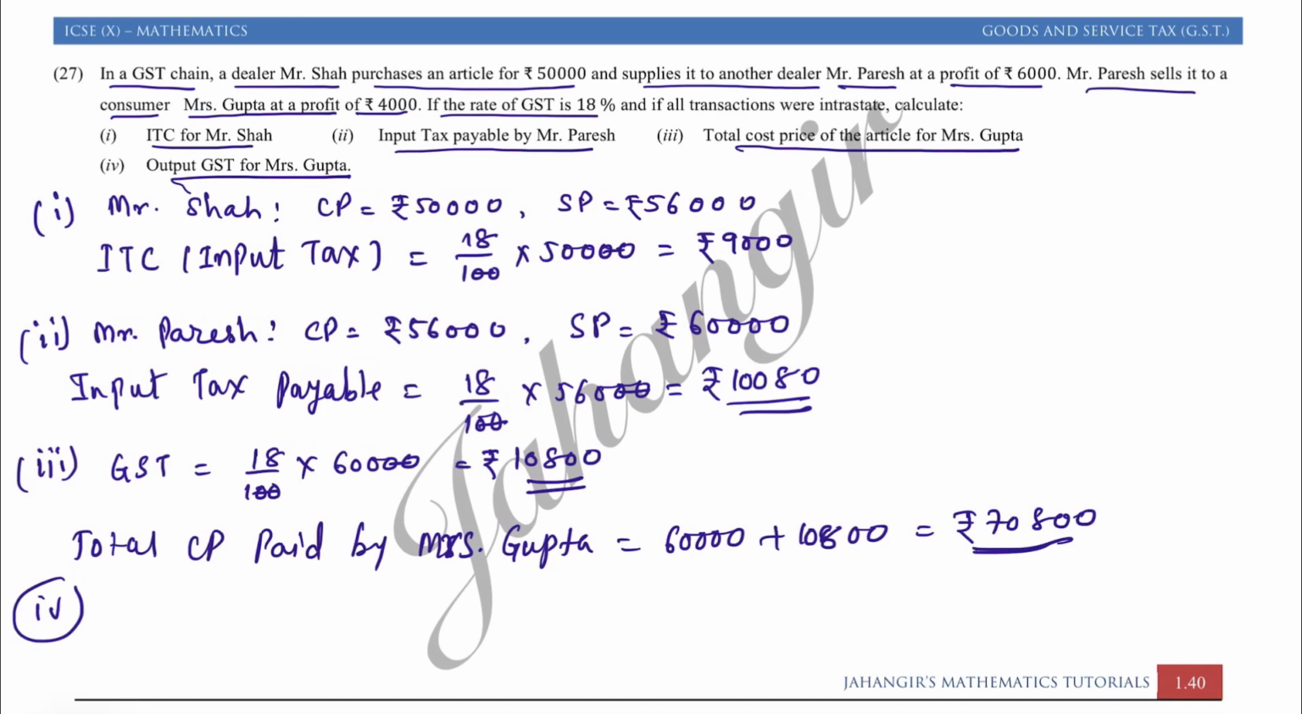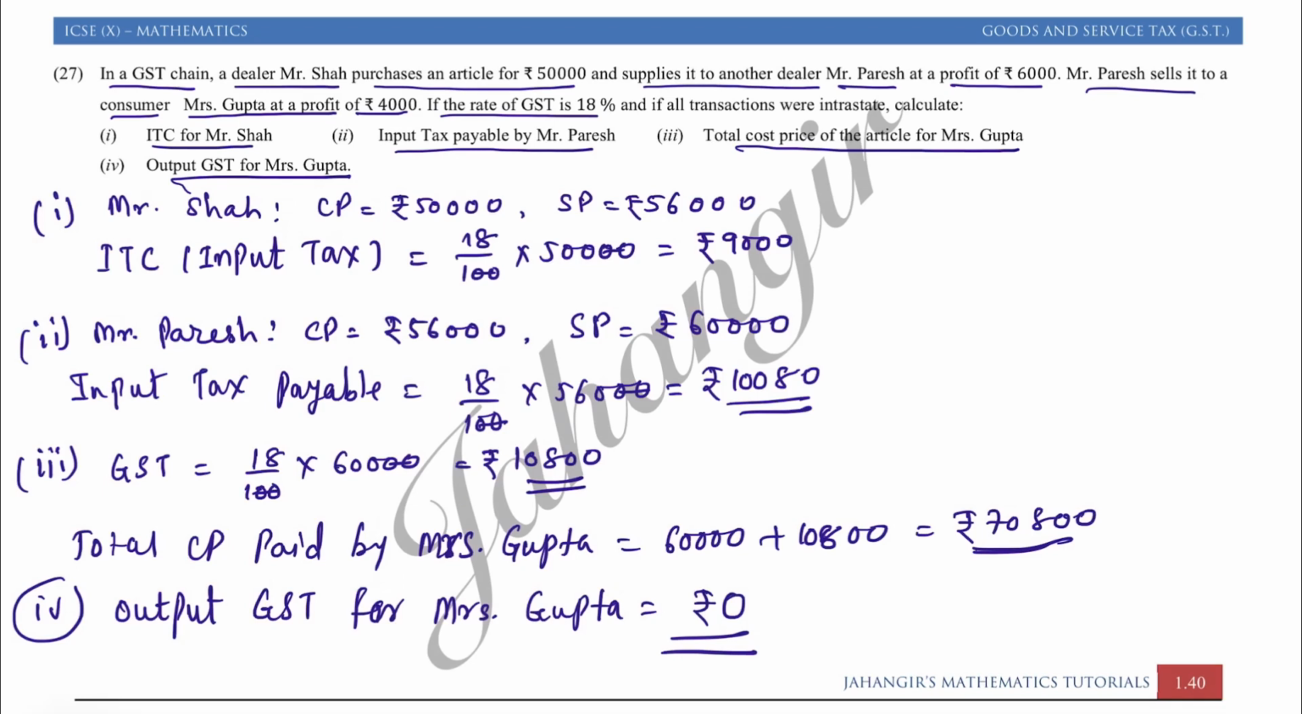Gupta. Since Mrs. Gupta is a consumer, there is no output tax. Mrs. Gupta will not sell. Output tax is always calculated on selling price. Customer never sells the goods. Customer uses for themselves. So output GST for Mrs. Gupta is rupees 0. Hope you had understood.